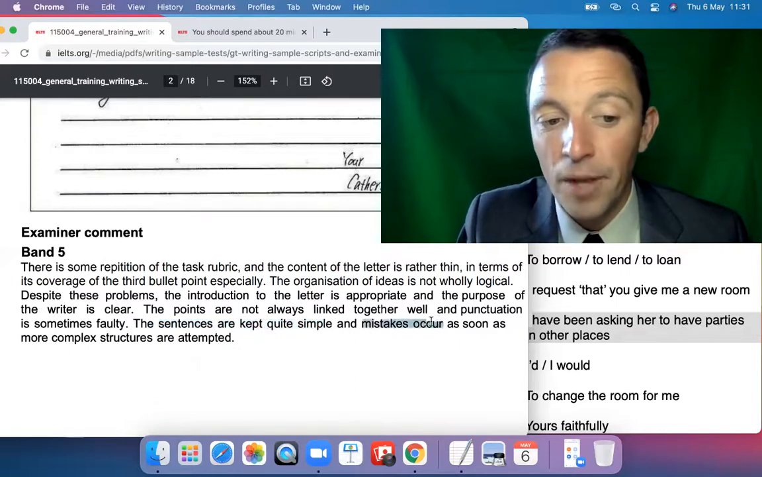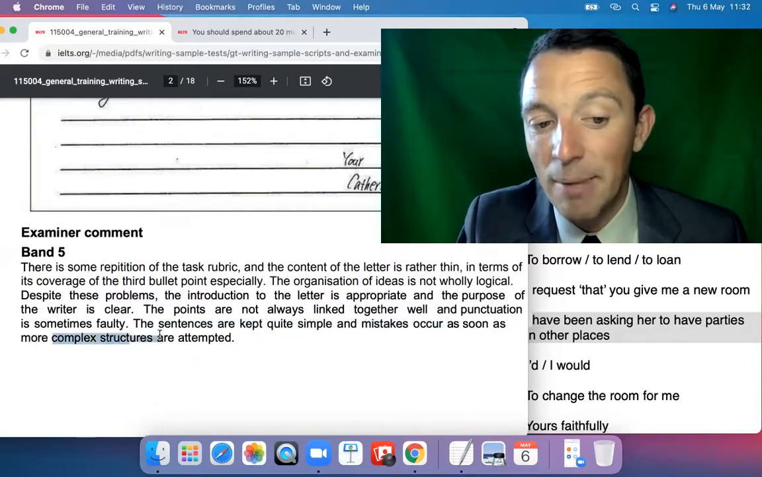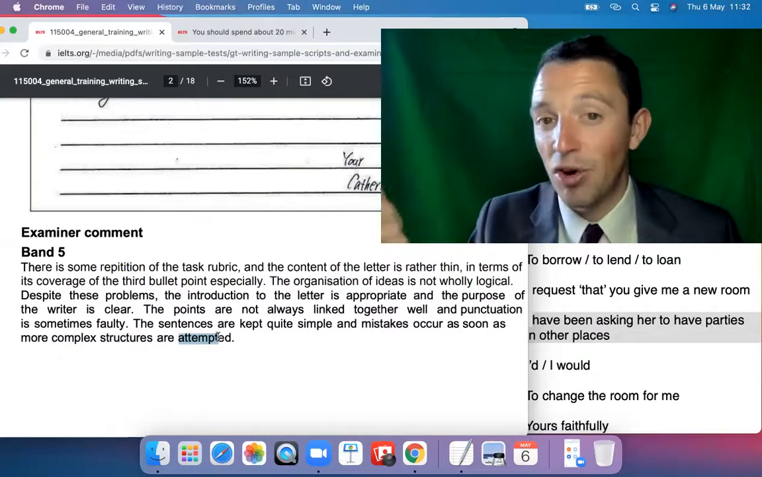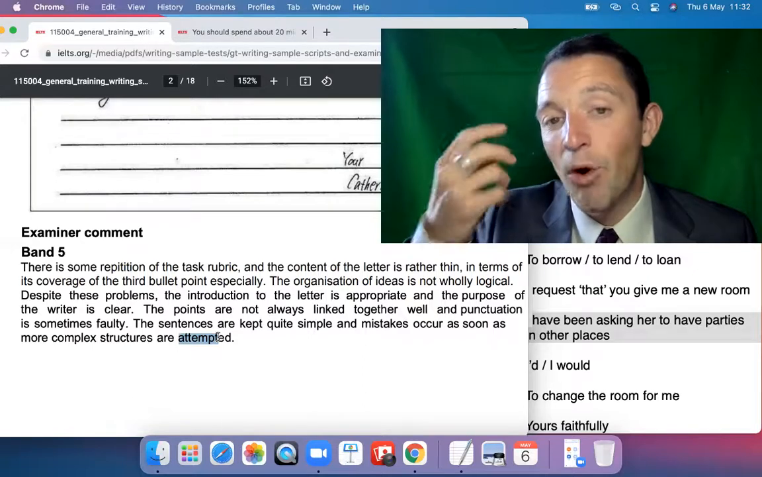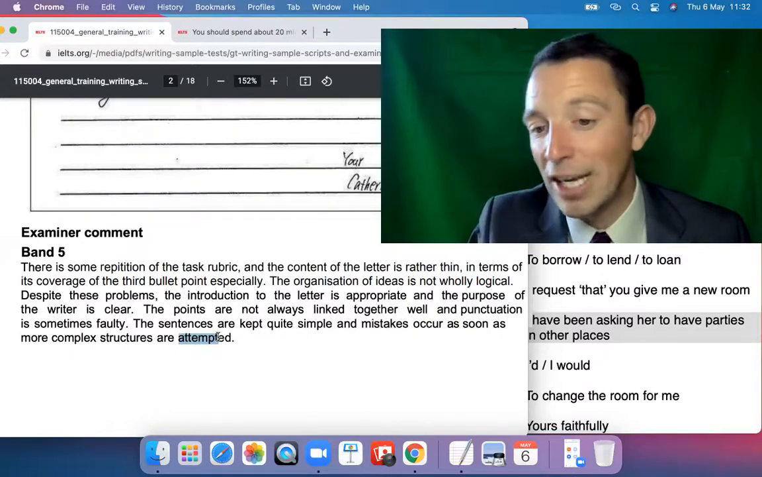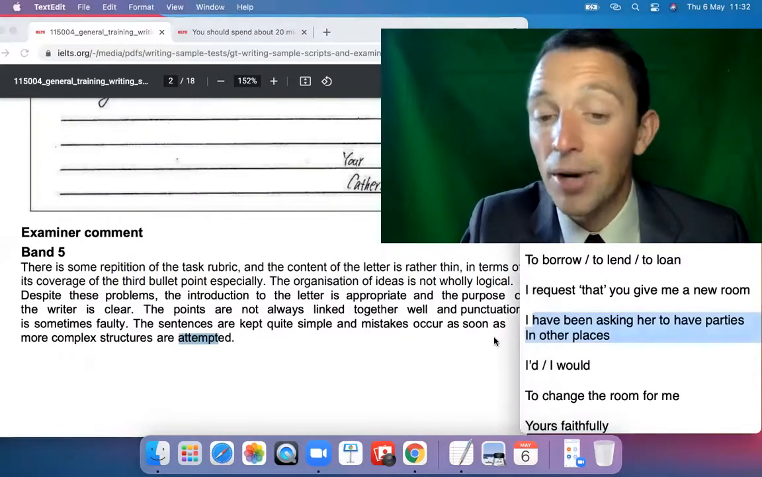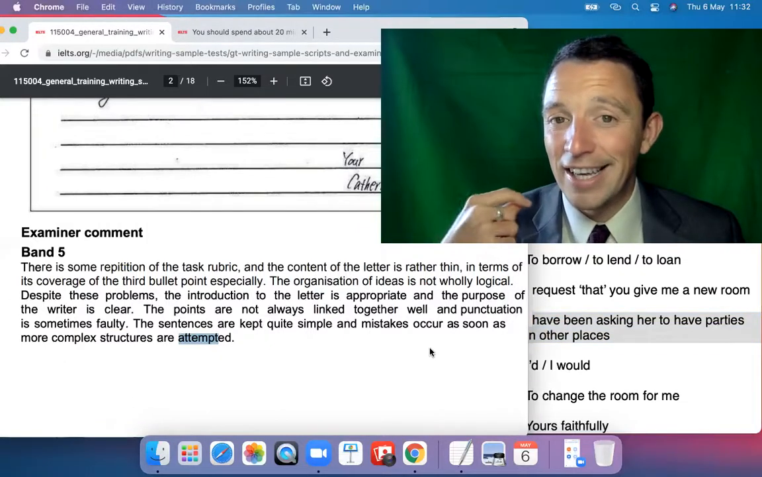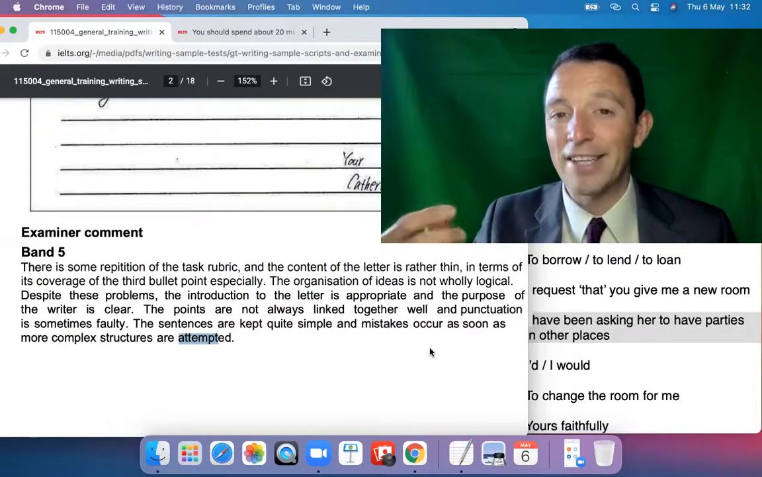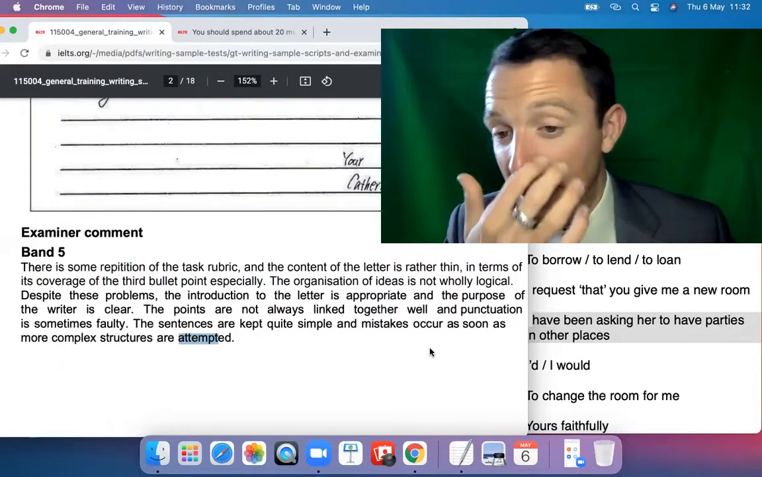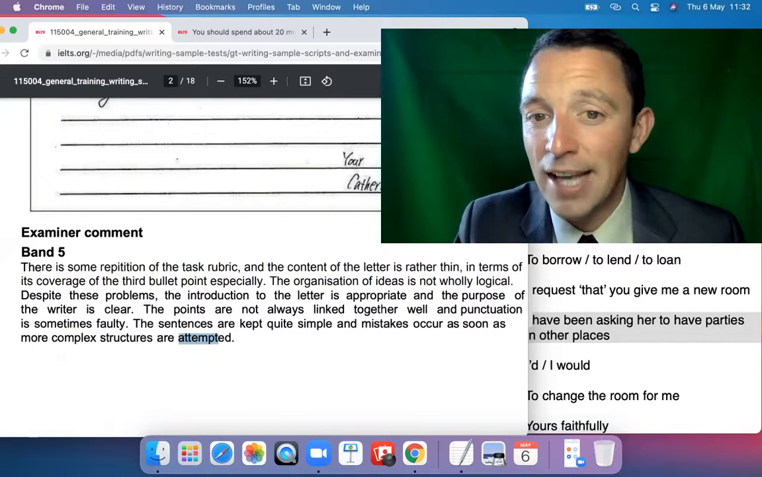Mistakes occur as soon as more complex structures are attempted. To attempt is to try, and there were a lot of mistakes, especially when the more complicated structures were tried, as we have seen here. But it is a good idea to try the complicated structures, but at the same time, it's necessary that you are accurate and that you are precise. Okay, so for me, that's really good practice.